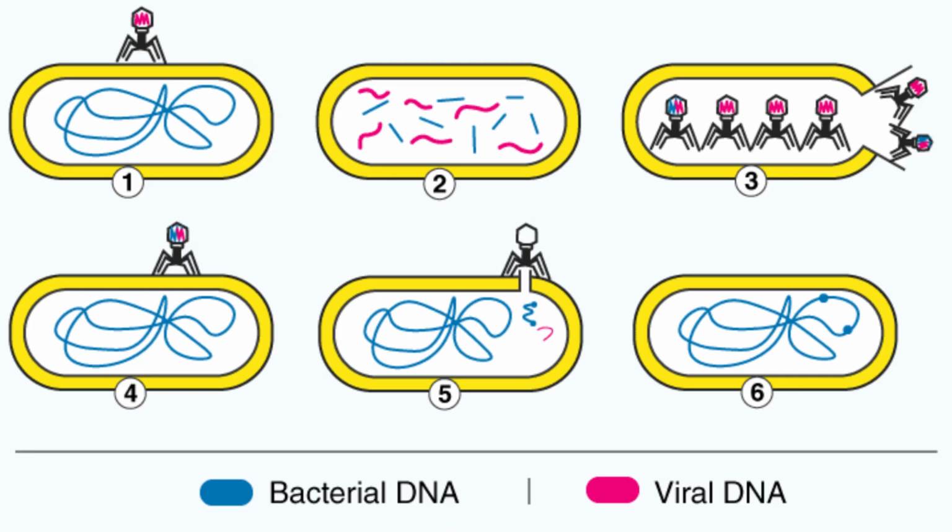Second one is transduction. Here, bacteria get new genetic material through viruses called bacteriophages. These tiny viruses infect one bacterium, pick up some of its DNA, and then transfer it to another bacterium. Imagine a USB drive that accidentally transfers extra files when plugged into different computers.